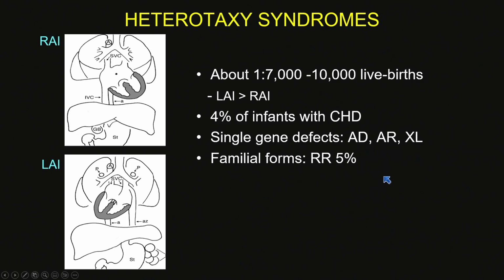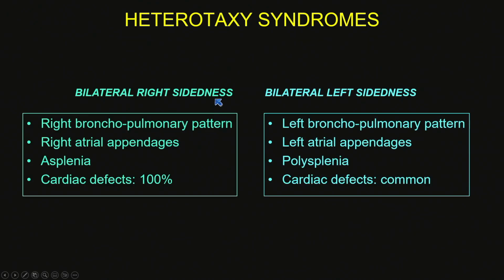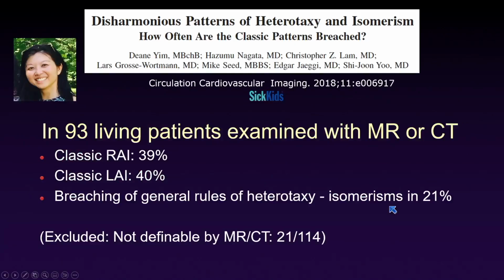There are single gene defects reported, and there are some familial forms. So right isomerism, or bilateral right-sidedness, has a right bronchopulmonary pattern, as I told you, right atrial appendages, asplenia, because the spleen is a left-sided structure, so you usually end up with asplenia, and cardiac defects in 100%. And on the left side, we would have polysplenia. Cardiac defects are common, but are not necessarily there.